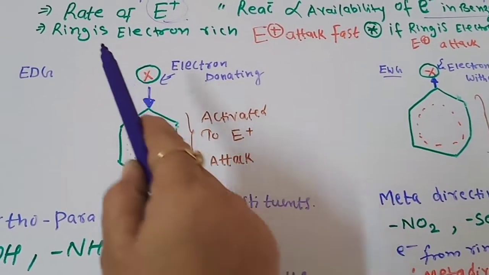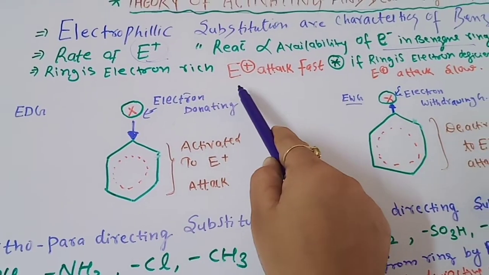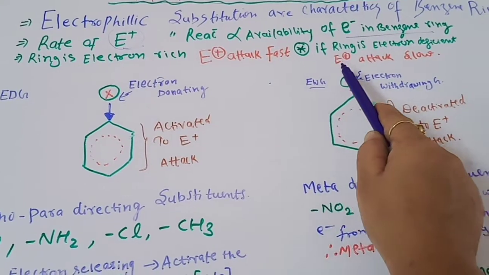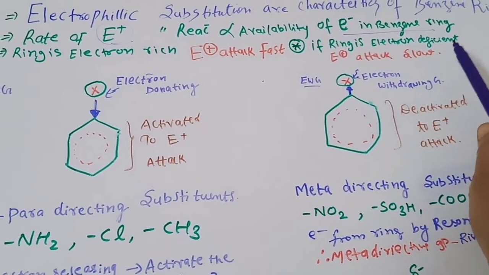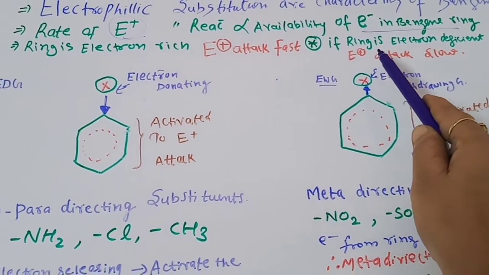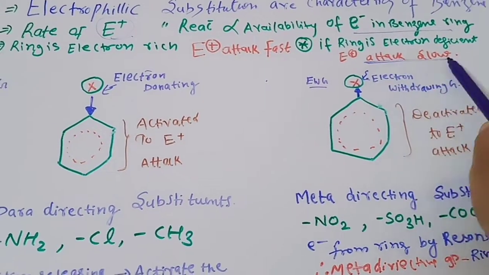So we can say that if the ring is electron rich, the electrophilic attack will be fast, and if the ring is electron deficient, meaning it has more positive charge, the attack will be slow, and the rate of reaction will be slow.